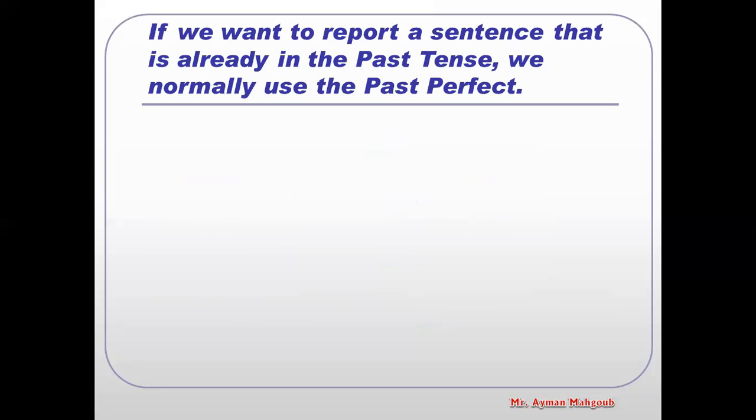If you want to report a sentence that is already in the past tense, we normally use the past perfect. So any present becomes past of the same type. Present simple becomes past simple. Present continuous becomes past continuous. Present perfect becomes past perfect. And the past tense normally becomes past perfect.